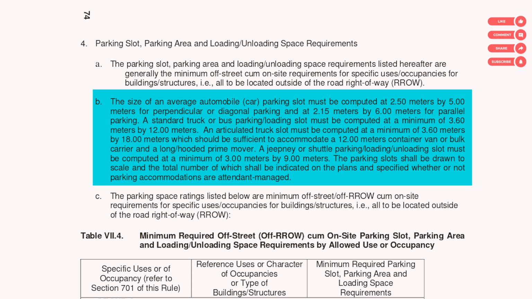So anyway, let's just read the numbers, okay? For a car, parked perpendicularly, 2.5 x 5. For parallel, 2.15 x 6. Those are minimums, feel free to increase. For a jeepney, 3 x 9. For a standard truck or bus, 3.6 x 12. For an articulated truck, 3.6 x 18. Okay, we need to memorize this.